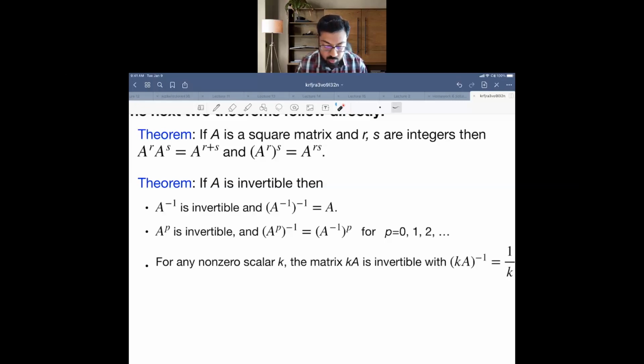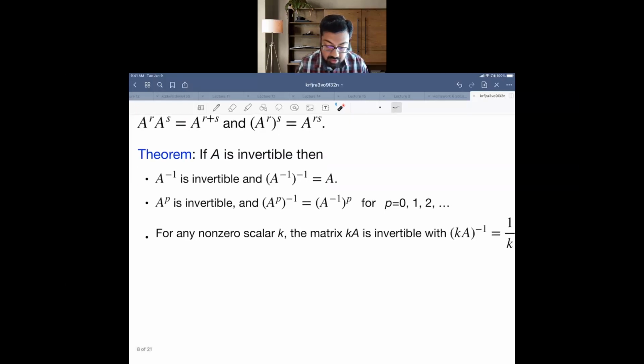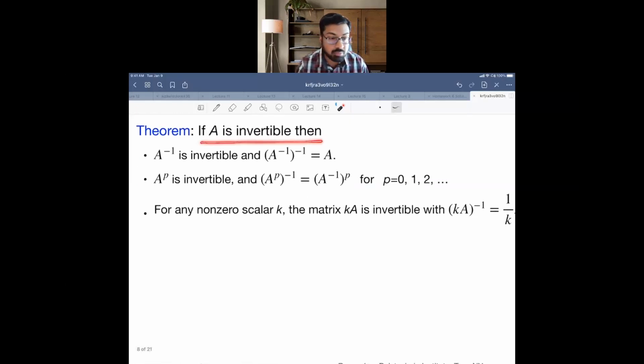This is when A is a square matrix. Next, if A is invertible, determinant of A is non-zero, then A inverse is invertible. So if A is invertible, then A inverse is invertible. And in fact, the inverse of A inverse, you get back A. Let's try to look at this.